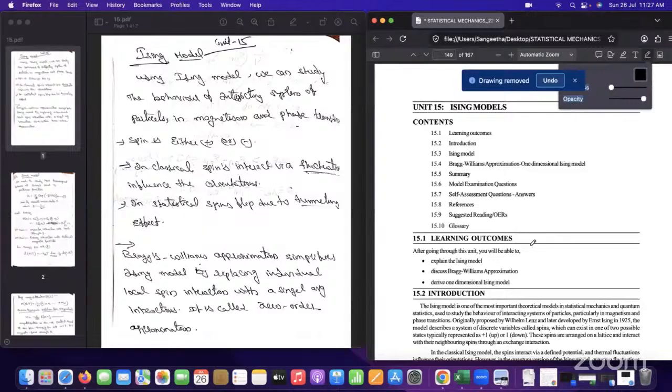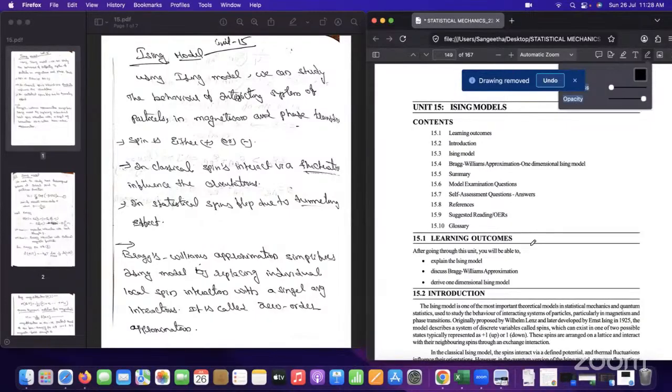Here we are studying the behavior of the system, whether the spins are positive or negative, how the fluctuation is taking place. In classical mechanics, how the fluctuations are represented. In statistical mechanics, how the fluctuations are represented. And what Bragg-Williams is saying about this one, the approximation of Ising model, we will see. So we will see the first topic, using Ising model.